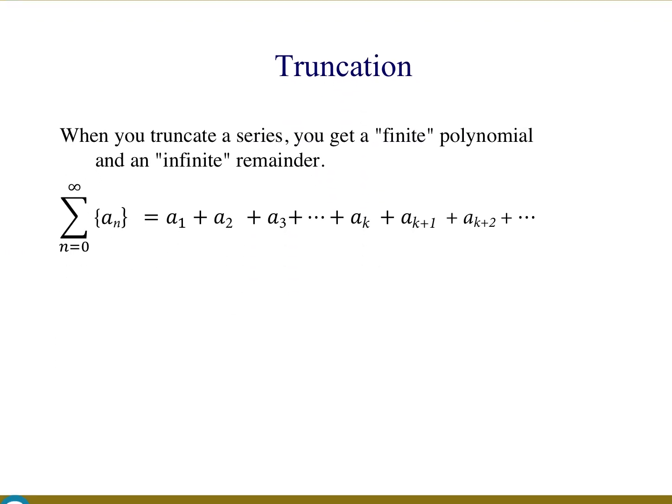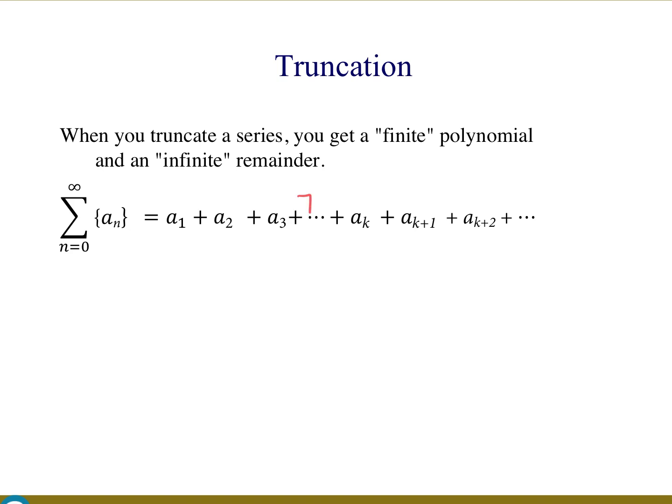That polynomial is what we call finite. Finite because it has a specific number of terms that come to an end. The error is infinite. It just continues on and on and on without end, but it's getting smaller and smaller.